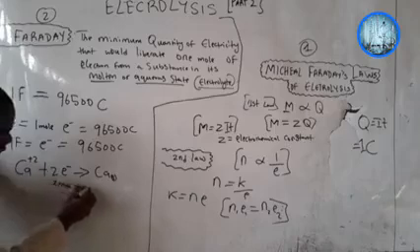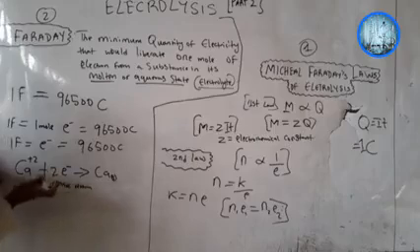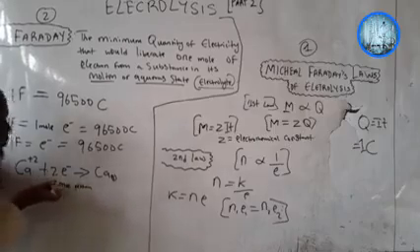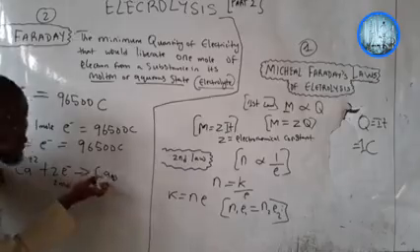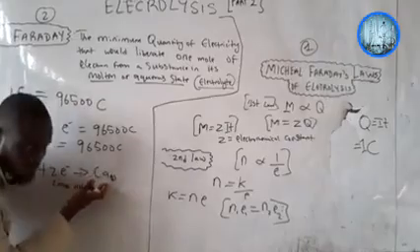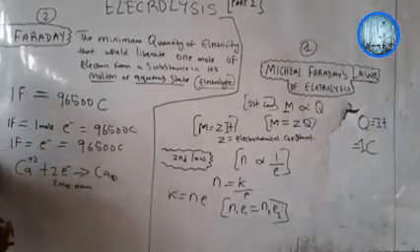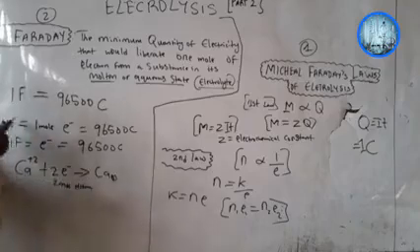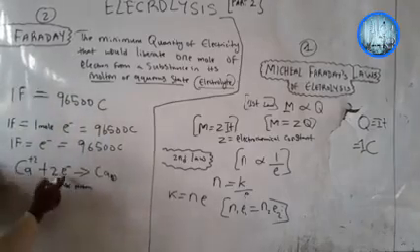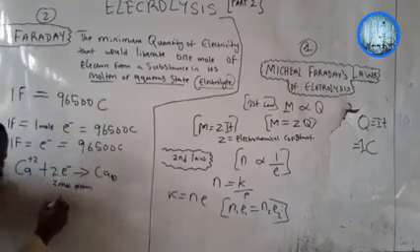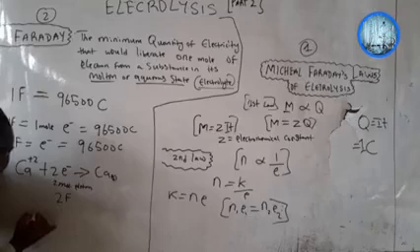Electron. 2 moles of electrons. It means 2 moles of electrons are producing 1 mole of calcium atom. We don't need to write one here. So if I want to write this in terms of Faraday, since I have 2 moles of electrons, it means I have 2 moles of Faraday.